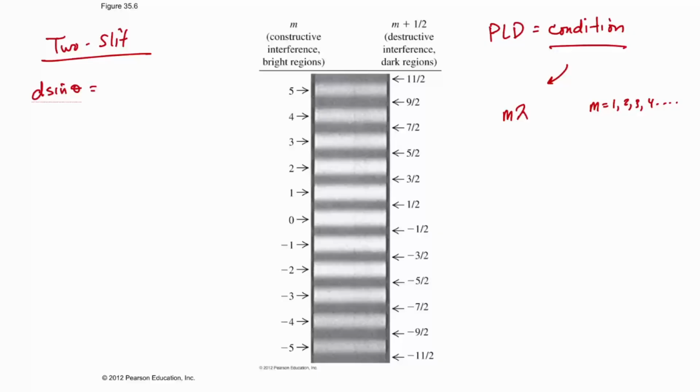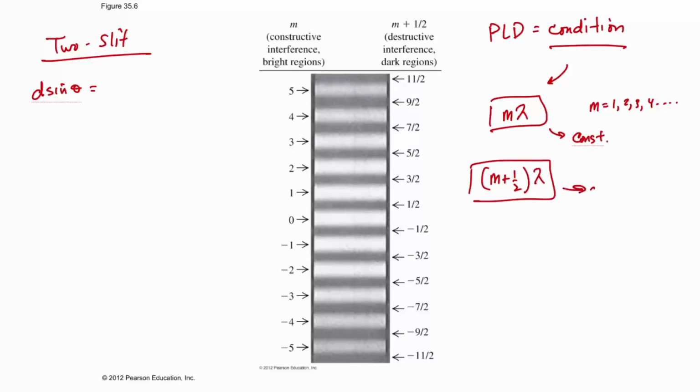So this is the language that we use to talk about these shifts of the wave. We have m lambda, and then we have m plus a half lambda. This keeps m consistent, 1, 2, 3, 4, 5, but now we can get 1.5, 2.5, 3.5, 4.5 by writing just m plus a half. And this only works for two slit. When you see m lambda, this is constructive. When you see m plus a half lambda, that's a destructive case.